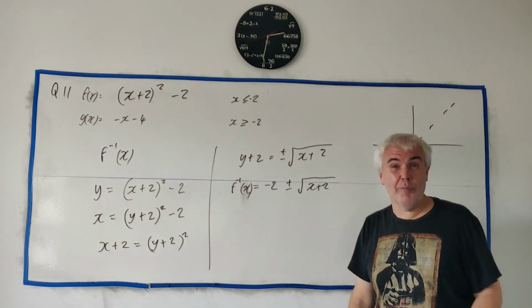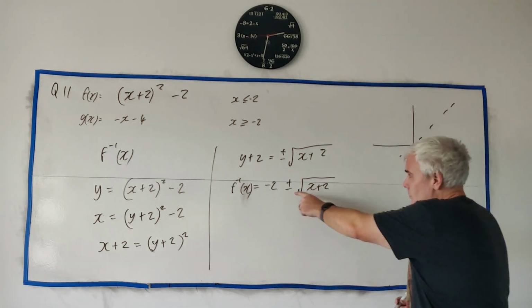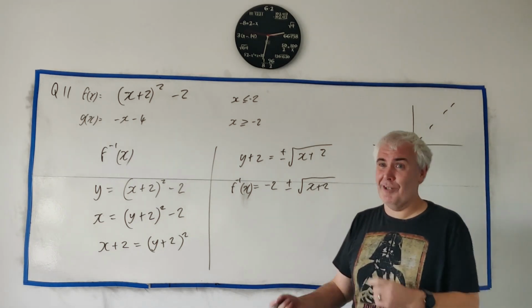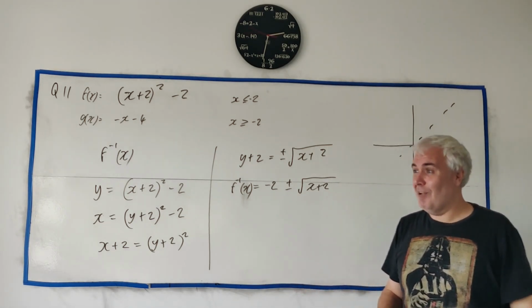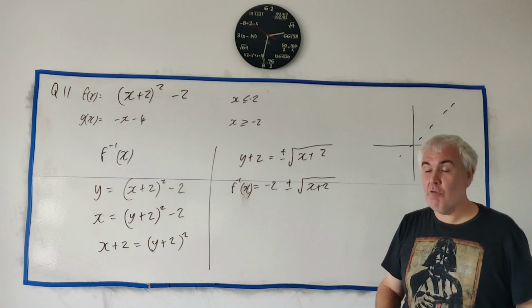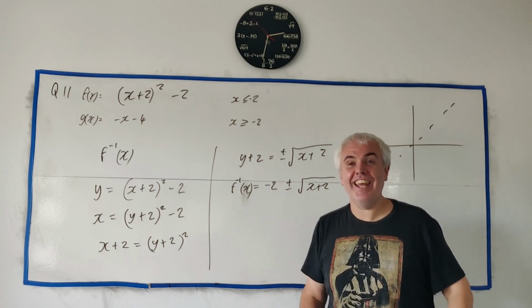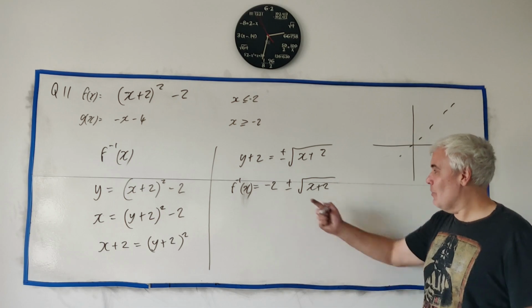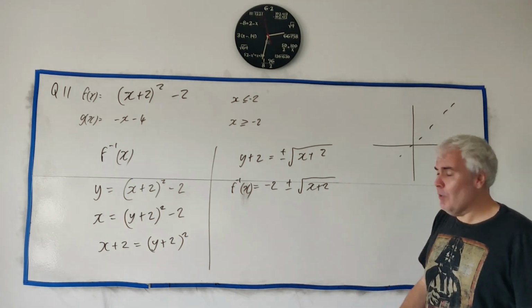I think we'd probably get 2 marks for doing this. There's a problem though. Functions don't like plus or minus in them. They like one answer. Put one thing in, one thing out. We don't want two different answers to come out. So what's the problem here?